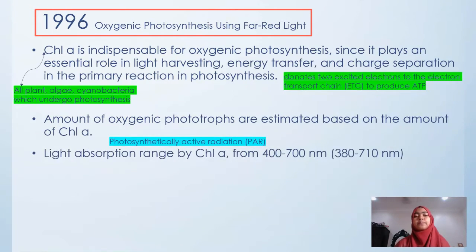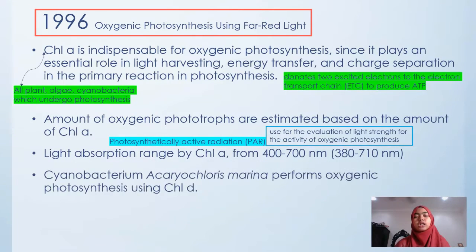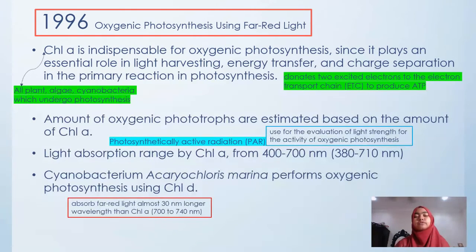PAR, photosynthetically active radiation, is used for the evaluation of light strength for the activity of oxygenic photosynthesis. The cyanobacterium Acaryochloris marina performs oxygenic photosynthesis using chlorophyll d. We just found chlorophyll d here in 1996. Chlorophyll d absorbs longer-wavelength light than chlorophyll a.